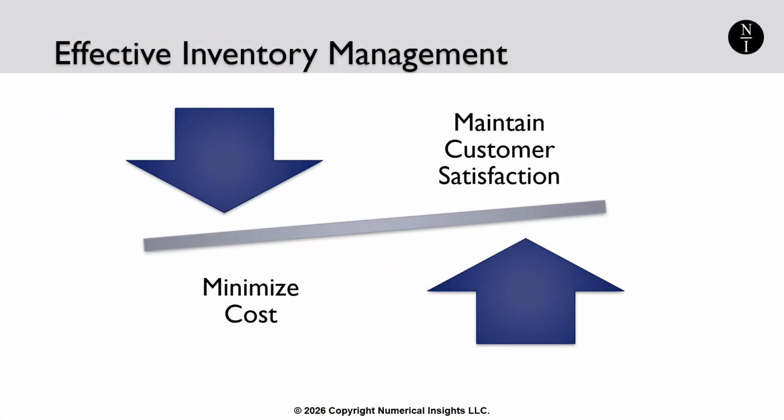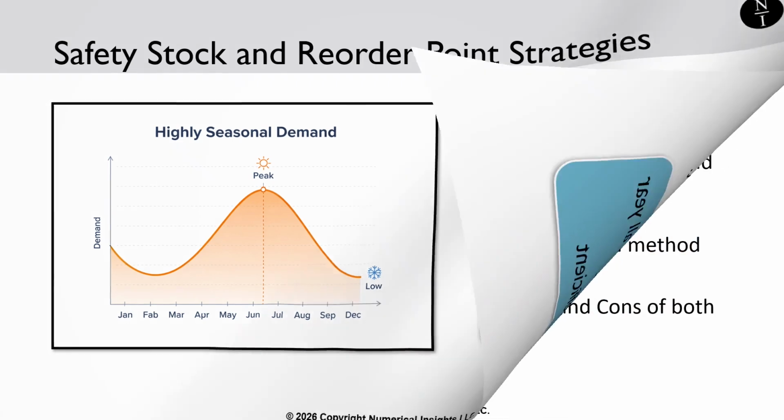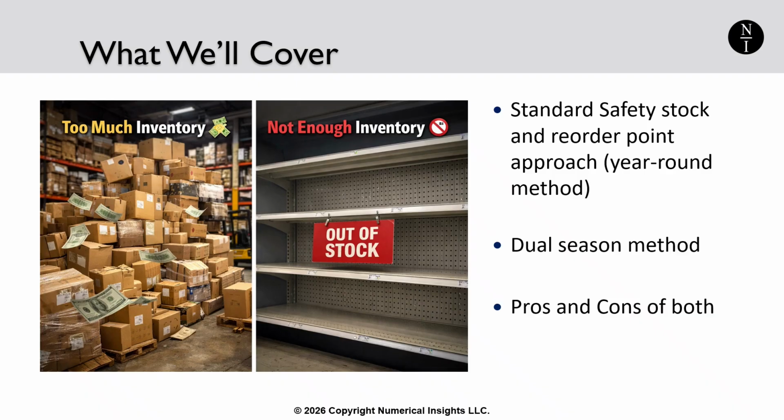In the dynamic world of supply chain and operations, effective inventory management is crucial for maintaining customer satisfaction while minimizing costs. For businesses with seasonal demand fluctuations, such as retailers dealing in holiday goods, agricultural suppliers, academic retail, or tourism related products, traditional inventory methods can fall short. This video explores the safety stock and reorder point approach with a focus on adapting it for seasonal variations.